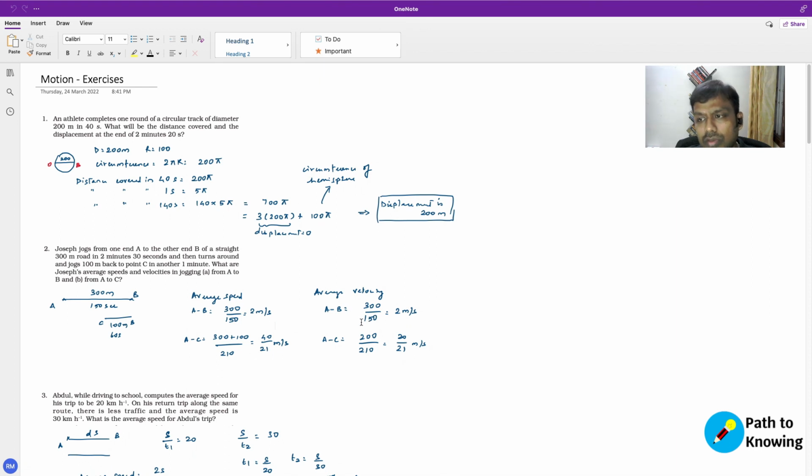And the time taken is also 2.5 minutes, which is 150 seconds. So the velocity is also 2 meters per second. But what about between A and C?